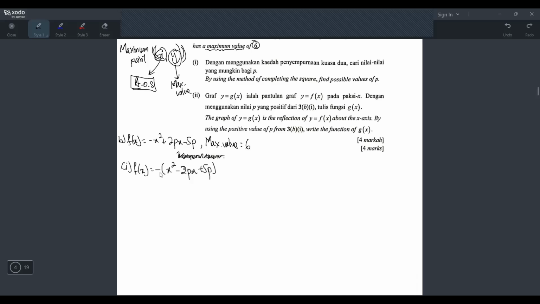Some students will stop writing the negative. Okay, it's wrong. The negative you have to write, unless it's equal to 0. If it's equal to 0, then the negative you can erase straight away. But this one is equal to f(x), so the negative you have to put it there. Now you become negative big bracket.